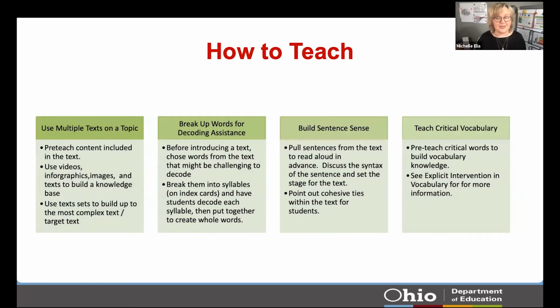How will we do this? Well, there's multiple ways to scaffold complex text. We could use multiple texts or a text set on a topic. We can take the very complex, challenging words that children might find difficult to decode and break them up into morphemes or syllables. We can build sentence sense by helping our students dissect individual sentences in a text. And then we can pre-teach critical vocabulary before moving into the text, but also after the text in order to review other vocabulary. Let's give you an example.